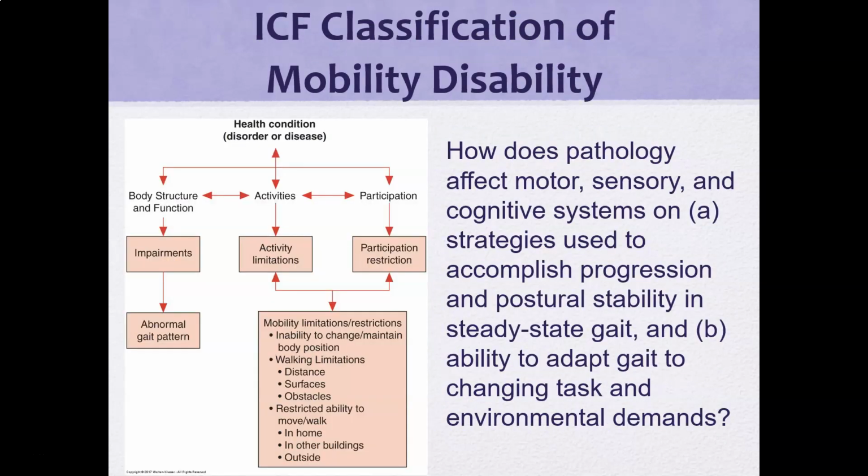So the ICF classification of mobility and disability: how does pathology affect motor, sensory, and cognitive systems, the strategies used to accomplish progression and postural stability in steady state, and the ability to adapt gait to changing task and environmental demands. So we have to look at this whole model and we say, okay, we have a normal body structure, we have activities and participation. Well, if we have impairments, then those impairments will lead to abnormal gait patterns. And then abnormal gait patterns could lead to a plethora of things, such as activity limitations and participation restriction. So again, it all ties under the umbrella of the health condition or disorder.